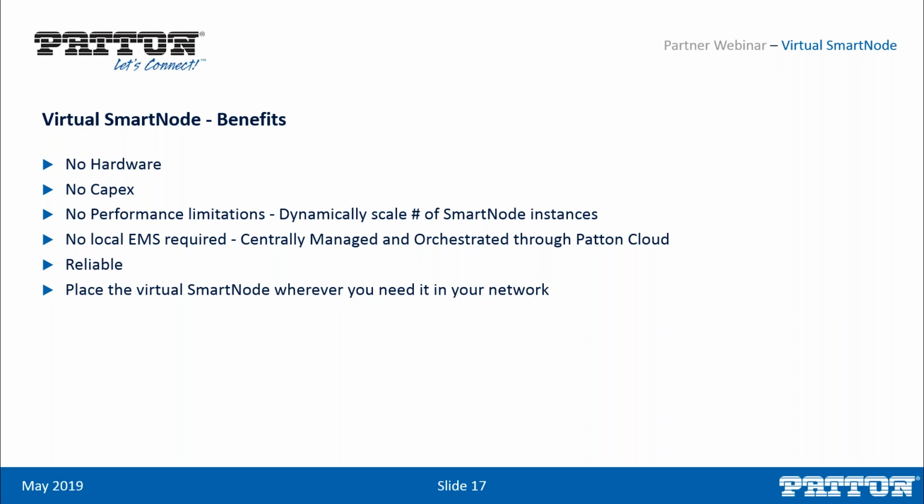So really, there is no need for any hardware anymore. That means all the shipping of equipment to the customer premise simply goes away. And with that, there is no capex. The virtual SmartNode is offered on an OpEx model, which is widely used today in this type of business. There are no performance limitations, so it really depends on the infrastructure available on the customer premise. That actually defines the limits of what you can do with the virtual SmartNode.